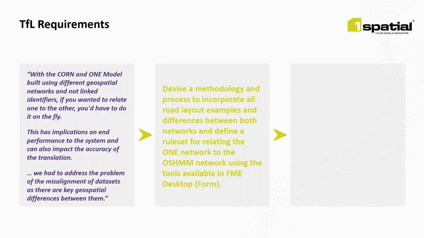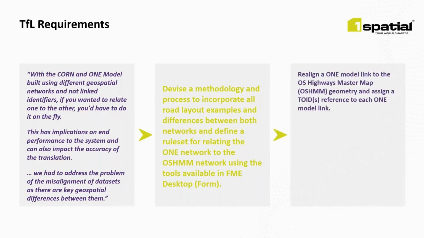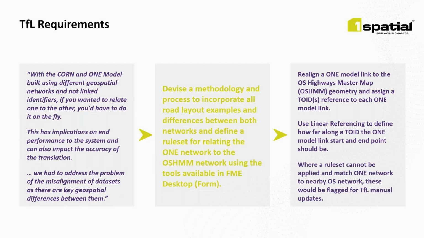And the goal for One Spatial and TfL was to realign a ONE model link to the OS highways master map geometry, and then to assign a TOID reference to each of the ONE model links. We would use linear references to define how far along the TOID the ONE model link's start and end point would be. And where a rule set couldn't be applied and therefore match a ONE network to an OS network, these would be flagged for the TfL manual updates.